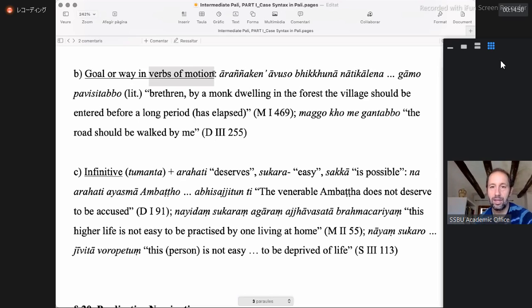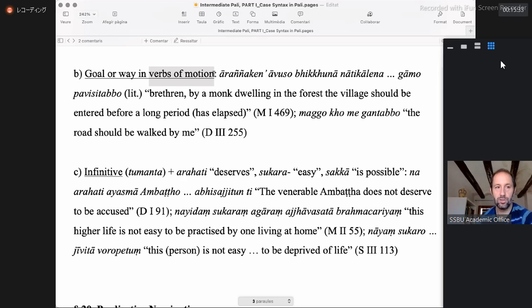One example. Aranyakena uso bhikkhuna natikalena gamo pavisitabbo. And here the example is gamo pavisitabbo. Very good example. Gamo, nominative. Pavisitabbo is a future passive participle. Pavisitabbo, should be entered. So the village should be entered. If we move that into the active, we would say bhikkhu gamam pavisati or pavisissati. But if we use it in the passive, it is bhikkhuna gamo pavisitabbo. By the bhikkhu, the village should be entered or will be entered.